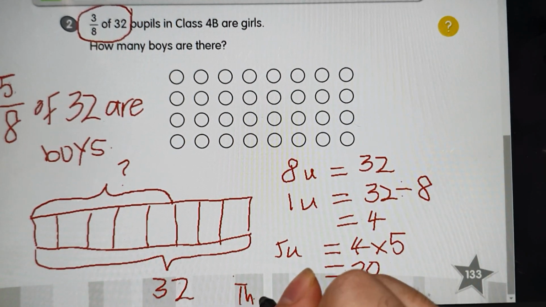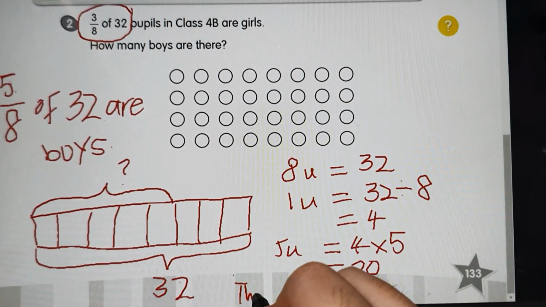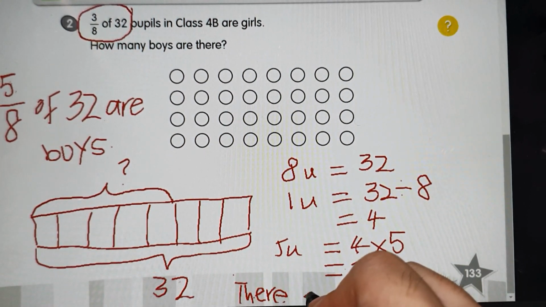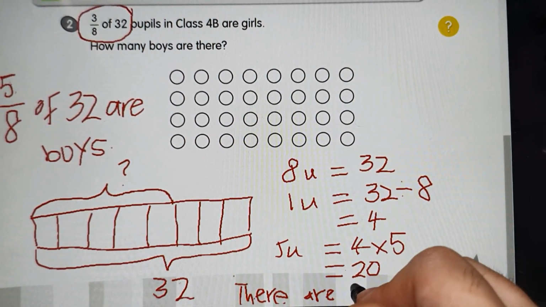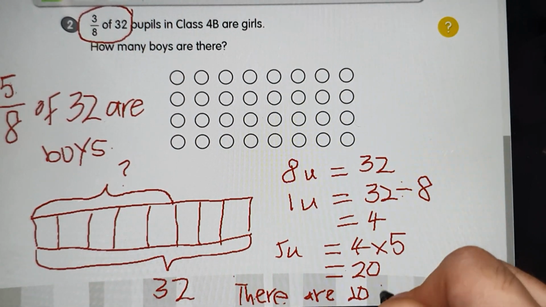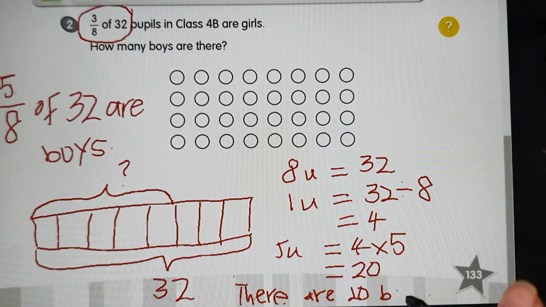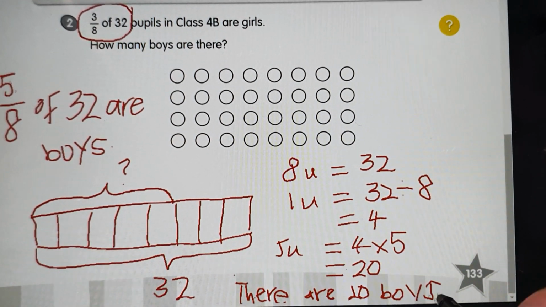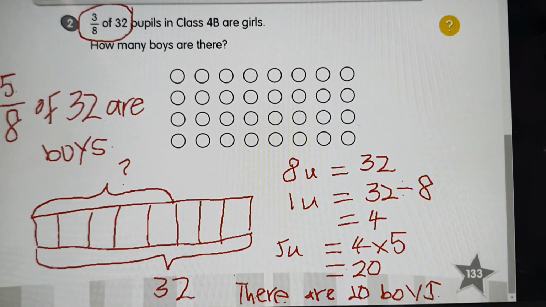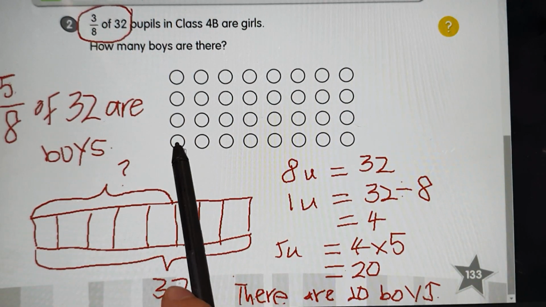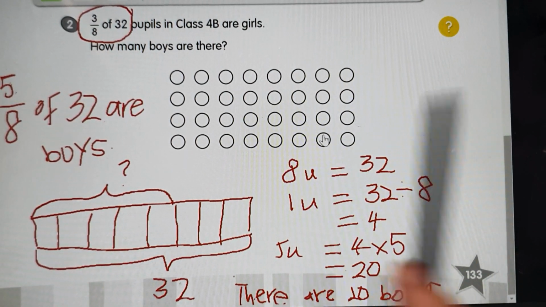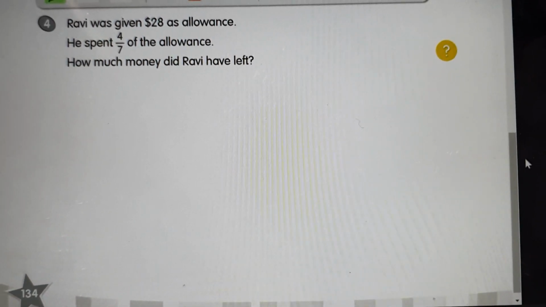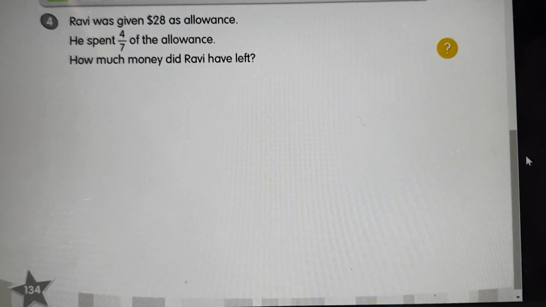So they are 20 boys. Please remember to write your number statement and your word statements. Then you can move on to color 20 boys from here. Now, let's move on to the next question.